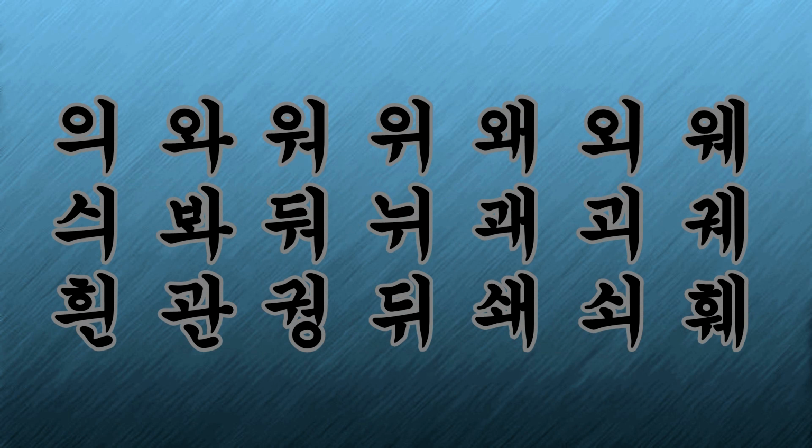Let's do some practice with these diphthongs. Try reading these examples on your own. You can pause the video here. Here are the answers. Ui, wa, wo, we, we, shi, pa, tuo, lui, que, hin, quan, quong, tui, sue, hue.